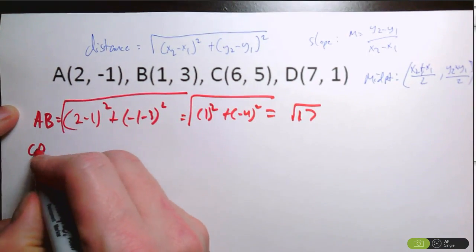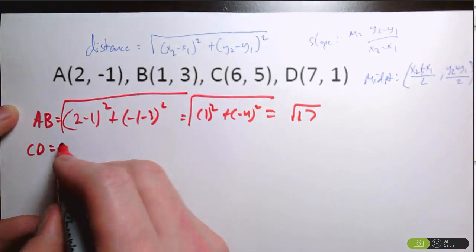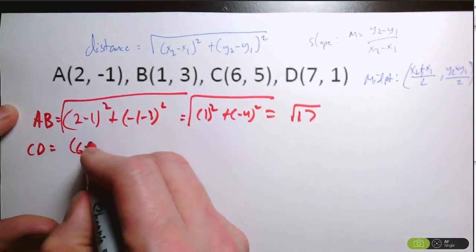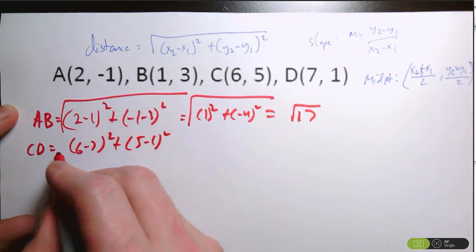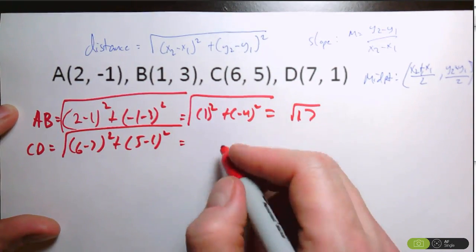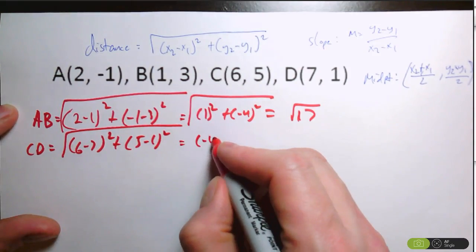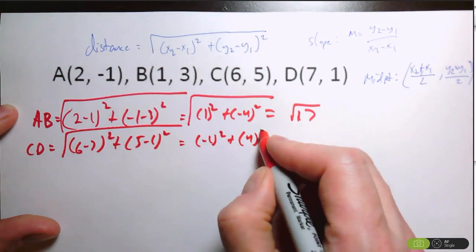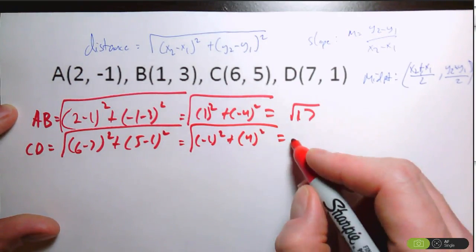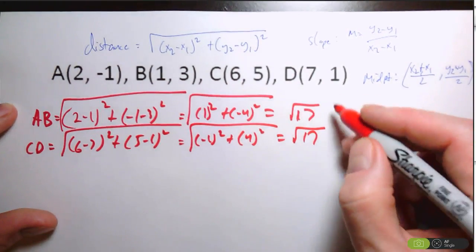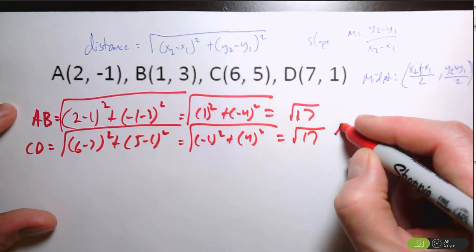Now CD is the other side, and it'll be 6 minus 7, 5 minus 1, which then will be negative 1 squared plus 4 squared. Well, negative 1 squared is 1, 4 squared is 16, 17. So we got an opposite pair of sides already congruent.